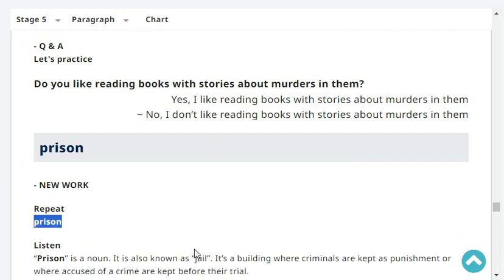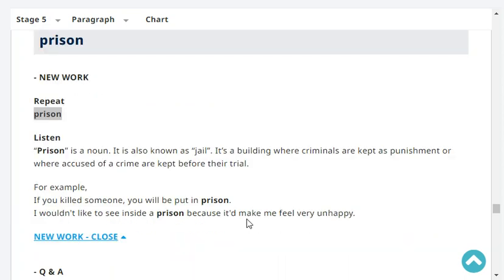Next, repeat. Prison. Listen. One more with P. Prison, like jail. Prison. Sorry. Very good. Okay, listen. Prison is a noun. It is also known as jail. It is a building where criminals are kept as a punishment, or where people accused of a crime are kept before their trial. For example, if you killed someone, you will be put in prison. I wouldn't like to see inside a prison because it would make me feel very unhappy.